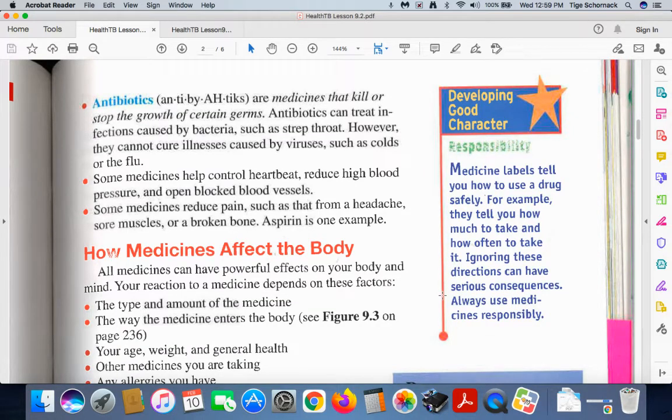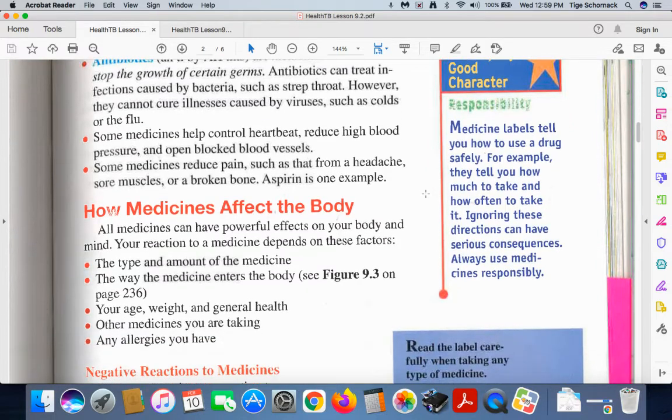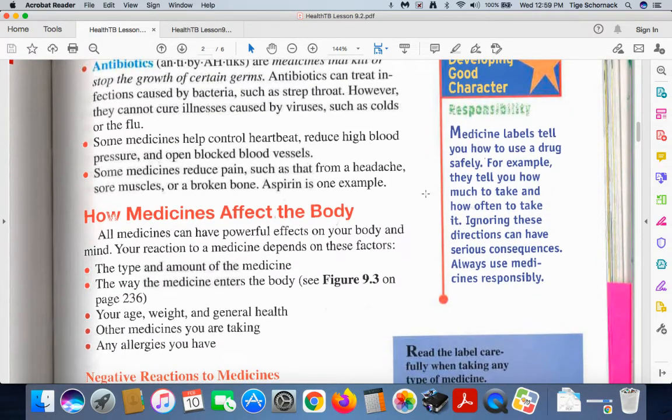Antibiotics are medicines that kill or stop the growth of certain germs. Antibiotics can treat infections caused by bacteria such as strep throat. However, they cannot cure illnesses caused by viruses such as colds or flu. That's what we get vaccinations for. Some medications help control heartbeat, reduce high blood pressure, and open blocked blood vessels. Some medications reduce pain, such as that from a headache, sore muscles, or broken bones. Aspirin is one example.